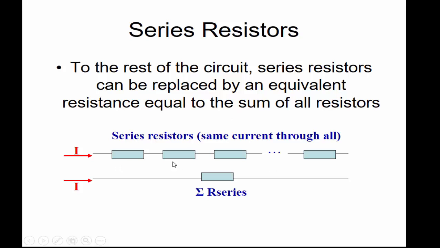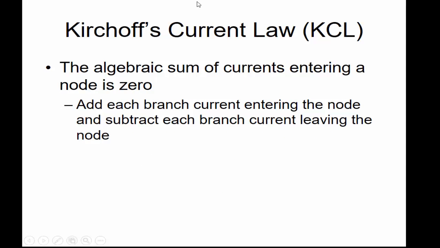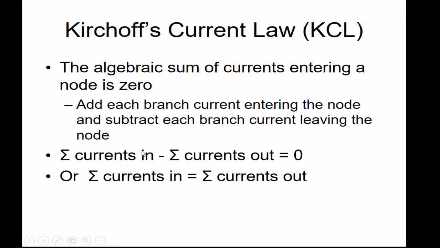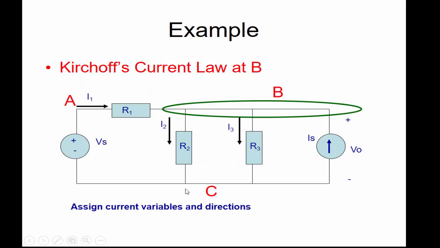So if you have resistors that are in series, you can add them to form one resistor, which is simply a summation of all those resistors in series. Now, what does Kirchhoff's current law state? The algebraic sum of all currents entering a node is 0. Add each branch current entering the node and subtract each branch current leaving the node. Okay. Now we can say that currents in minus currents out is equal to 0, or currents in is equal to currents out. Now Kirchhoff's current law.